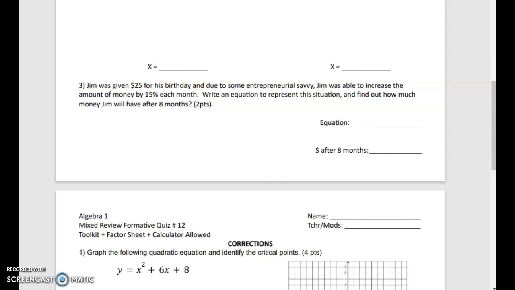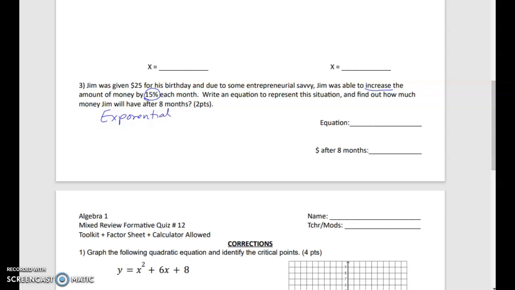Number 3, Jim was given $25 for his birthday, and due to some entrepreneurial savvy, Jim was able to increase the amount of money by 15% each month. Write an equation to represent the situation and find out how much money Jim will have after 8 months. For this one, because it's increasing by a percentage, it's not going to be linear, it's going to be exponential.